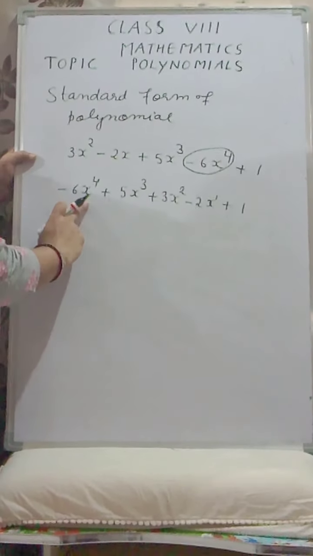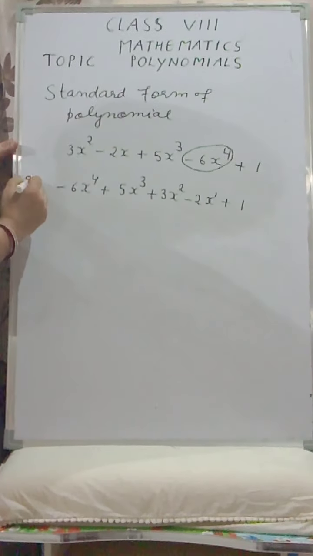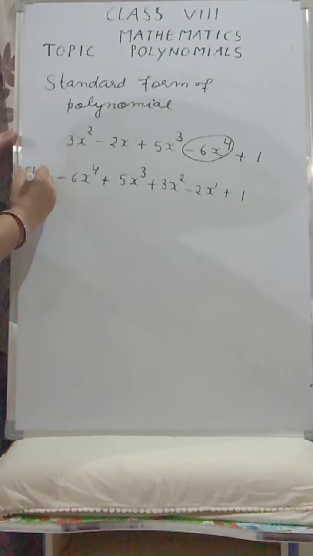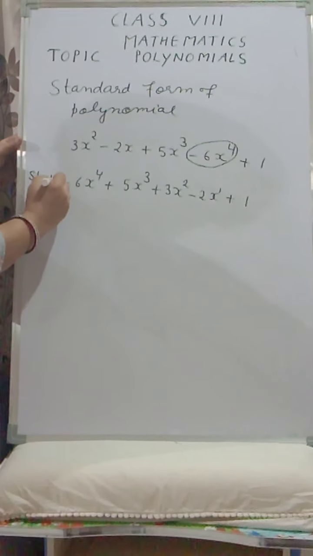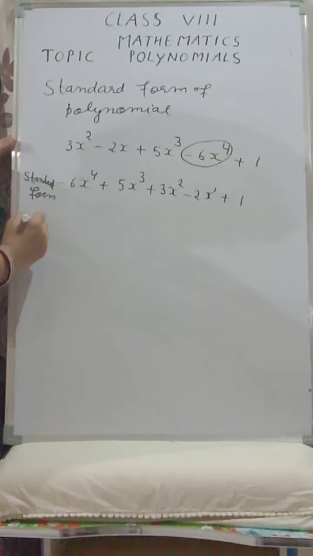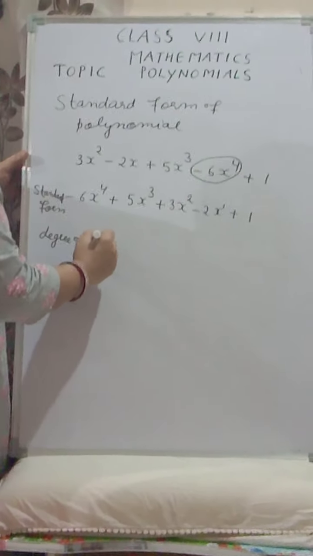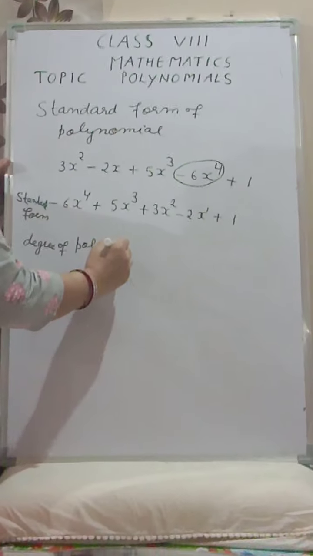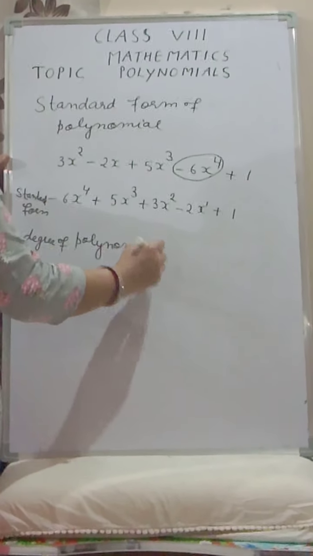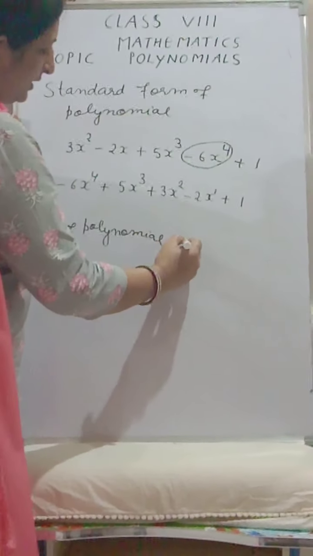And degree of this polynomial, it is standard form. Standard form, we can write standard form. And degree of this polynomial, highest degree is 4, then we can write degree of polynomial is 4.